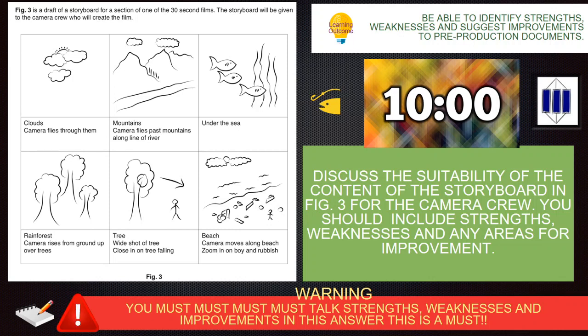Now, it's going to be worth 12 marks. So try to have 4 strengths, 4 weaknesses, and then for each of the weaknesses you then need to write an improvement. So there should be 12 different points altogether in your evaluation. Okay, pause the video and have a go.